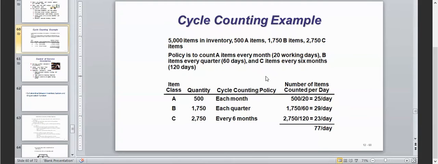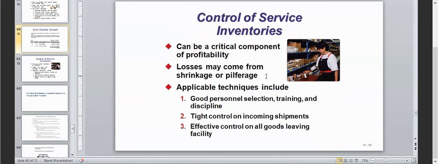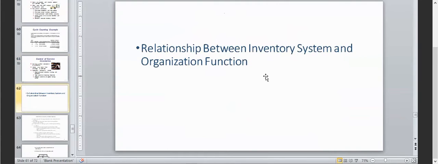So this is how we apply the approach of cycle counting, to ensure that our inventory record is accurate. So I skip this slide. Control of service inventories. Relationship between inventory system and organization function. What is the relationship between inventory system and organization function?